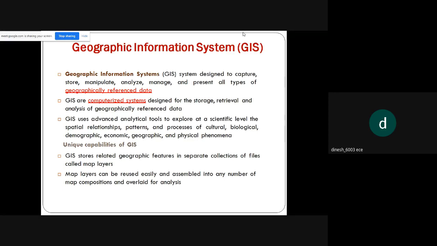This uses advanced analytical tools to explore at a scientific level the spatial relationships, patterns, and processes of cultural, biological, demographic, economic, geographic, and physical phenomena. A unique capability of the GIS is that it stores related geographic features in separate collections of files called map layers. These map layers can be reused easily and assembled into any number of map compositions and overlaid for analysis.